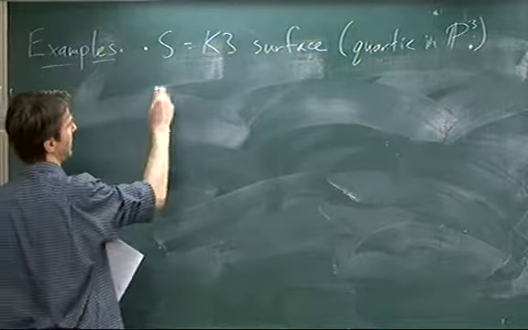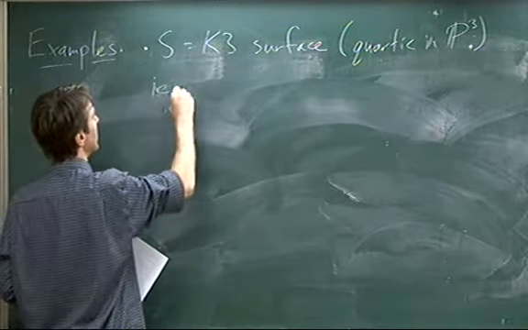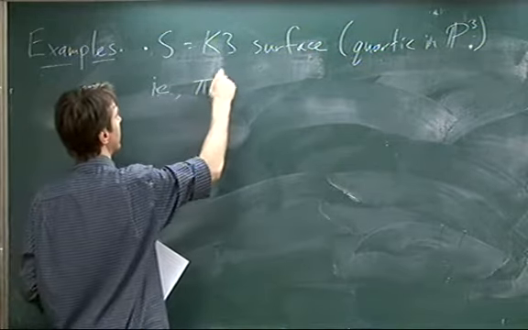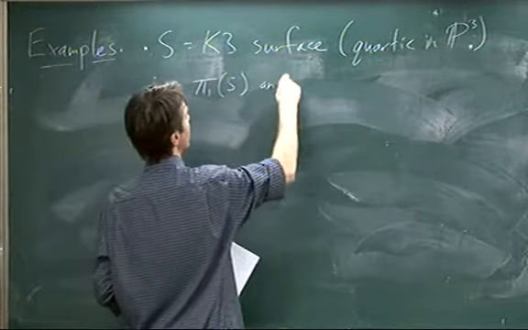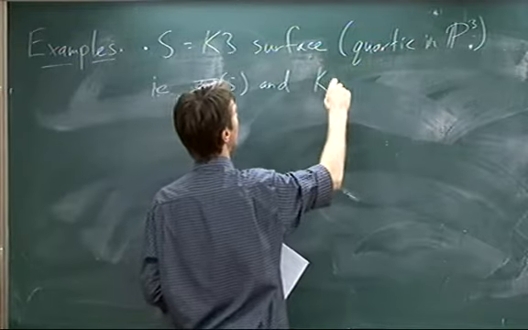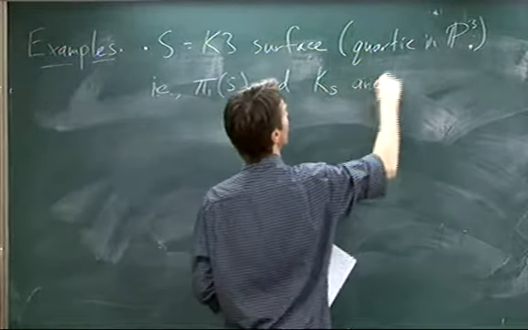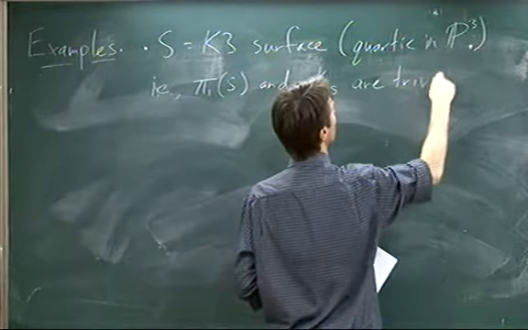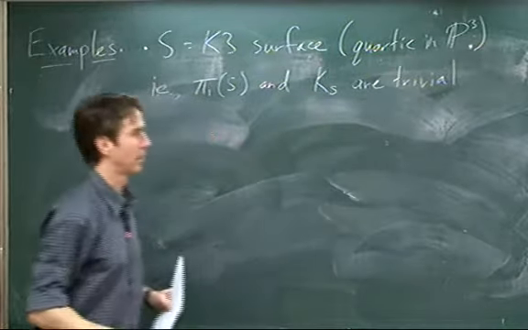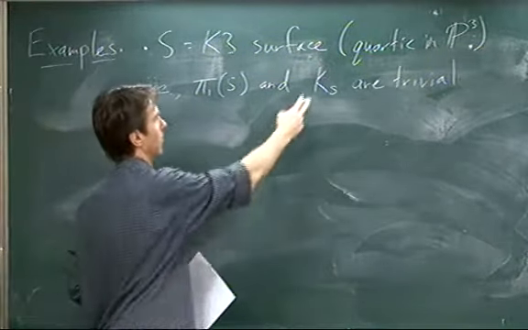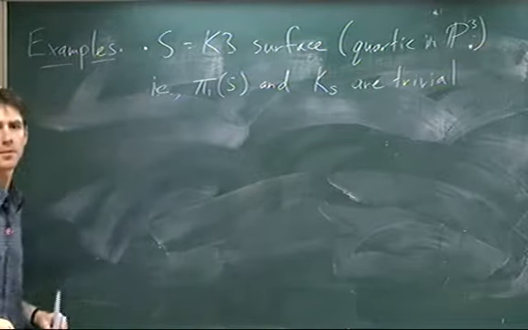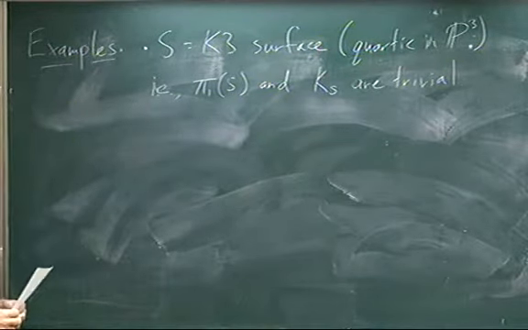And what does it mean to be a K3 surface? Well, it's simply connected and has trivial canonical bundle. Here the canonical bundle is the holomorphic 2 form. So if that's trivial, any trivialization of that will give you your holomorphic 2 form.